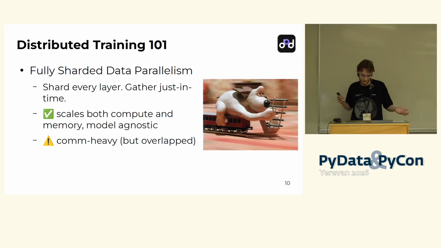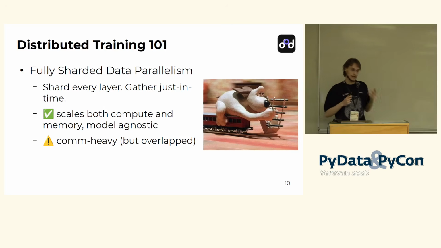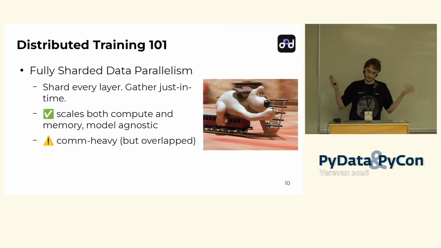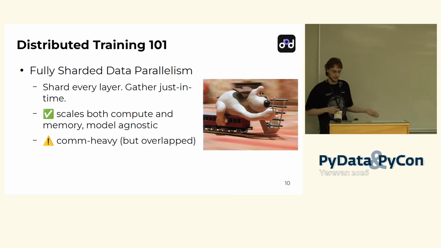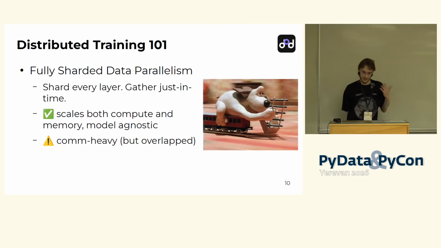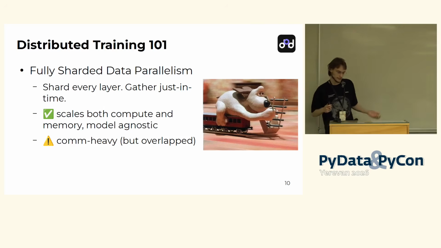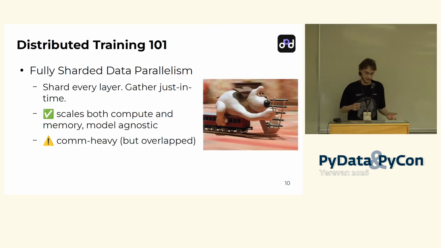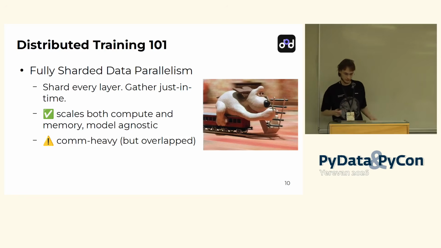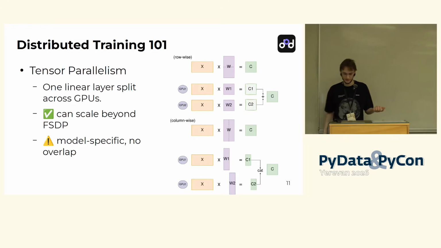So that's FSDP. It can scale beyond DDP, so you can fit models that do not fit into one GPU, but it's actually pretty communication heavy. So if you have such a large layer that takes longer to collect than to compute, you will be bottlenecked by FSDP. That's why horizontal parallelism exists, and it could be combined pretty well with DDP or FSDP.